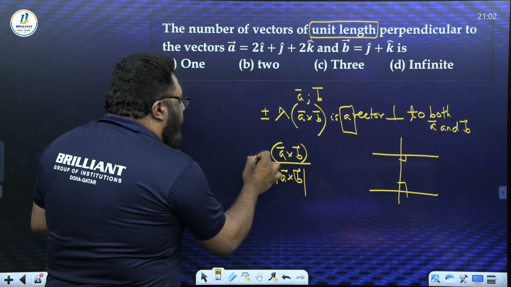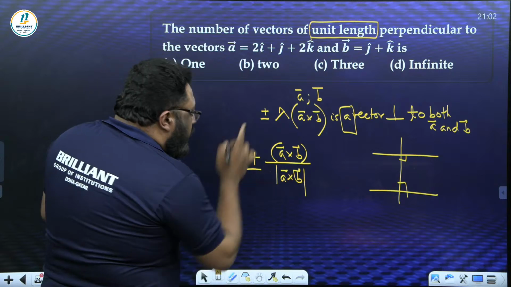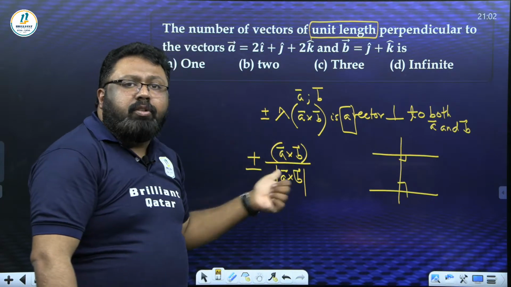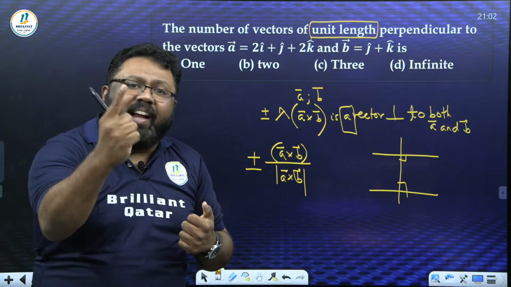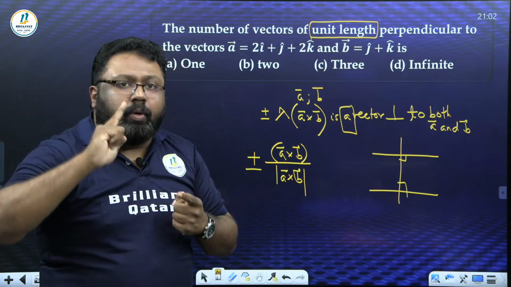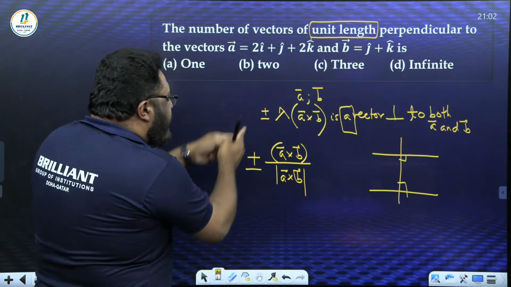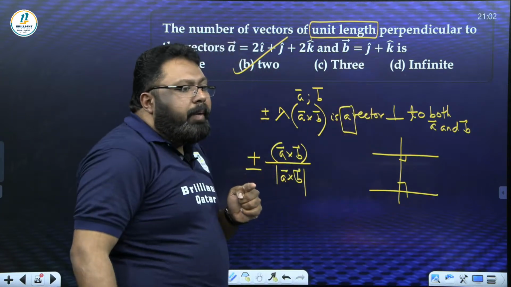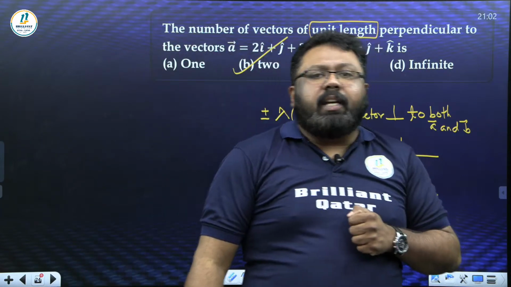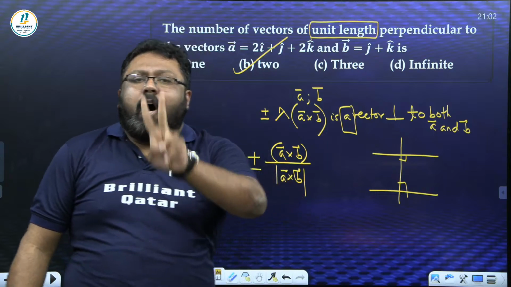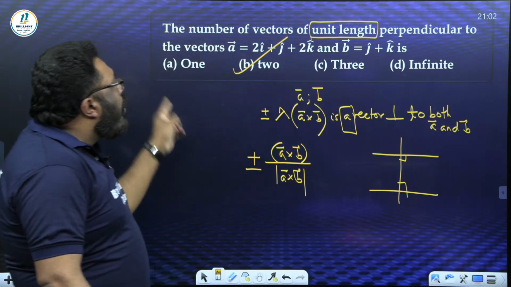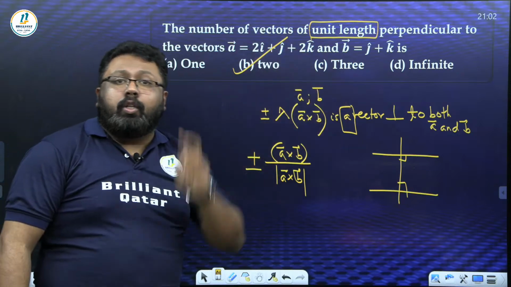But I said it could be positive, it could be negative. So lambda is also 1. A cross B by magnitude A cross B gives me a vector of unit magnitude, magnitude 1, but positive, negative, both directions. Option B, 2. Yes, Magashri, right answer. There are two possible vectors of unit length perpendicular to both A and B. Two vectors.